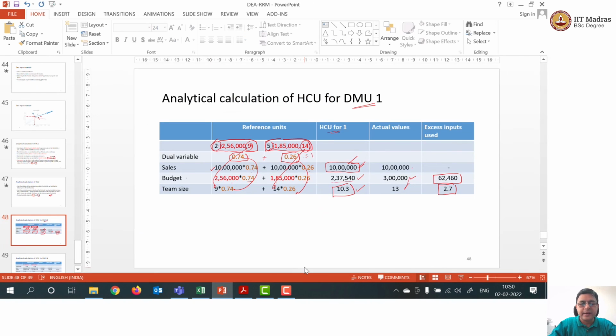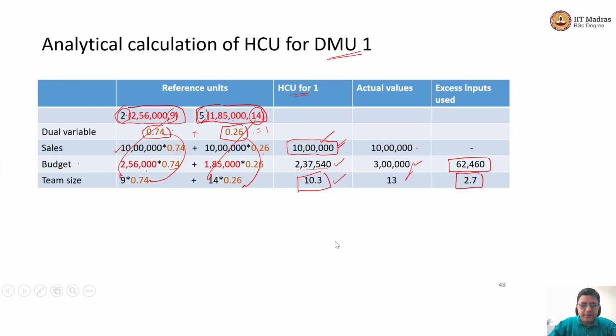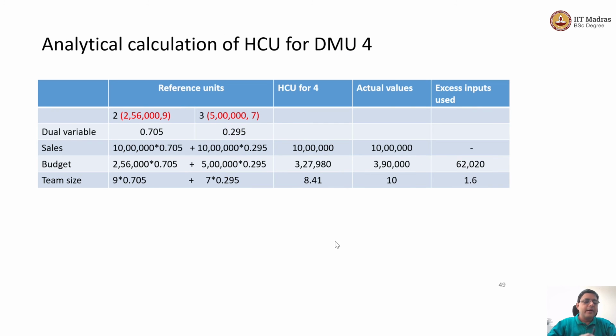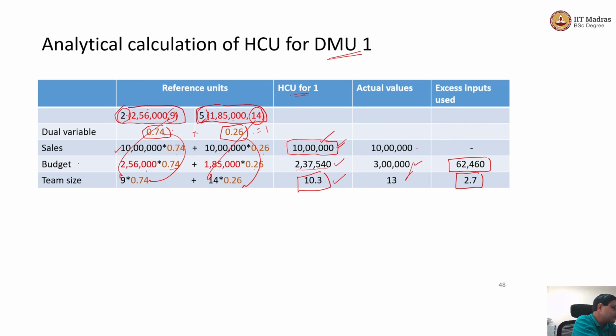Let us go to PPT again. This time we are interested in finding the coordinates of HCU4. We already identified that for DMU4, DMU2 and DMU3 were the reference units. From the data that was earlier given to you, you can verify that for DMU2, the coordinates were 256 and 9. Well, you need not go to the original data. You could see that from here itself.